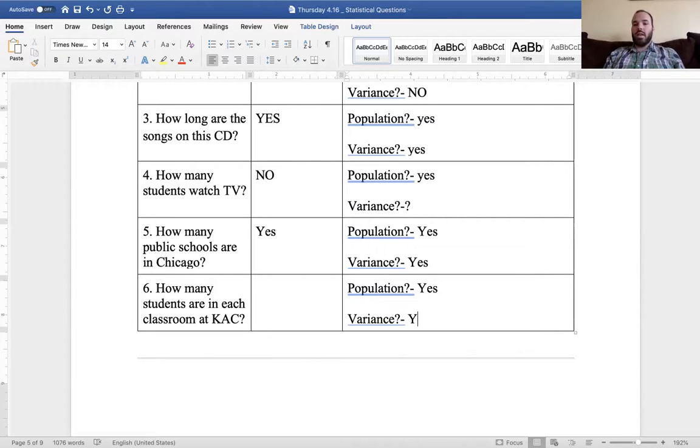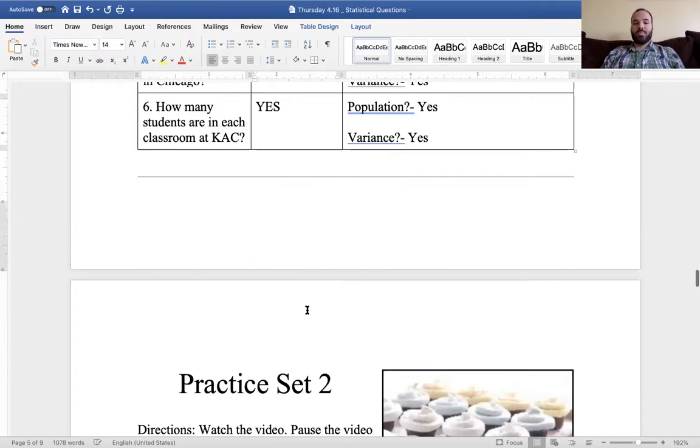Is there variance? Yes. Northwestern might have 29 students. Wisconsin might have 28. Someone up in 7th grade in Columbia might have 31 students. So yes, there is variance. So we're going to say this is a statistical question.